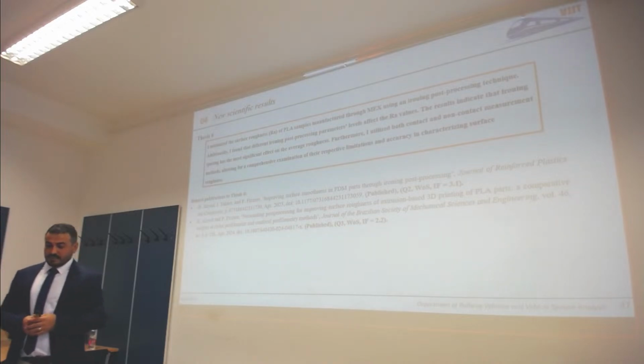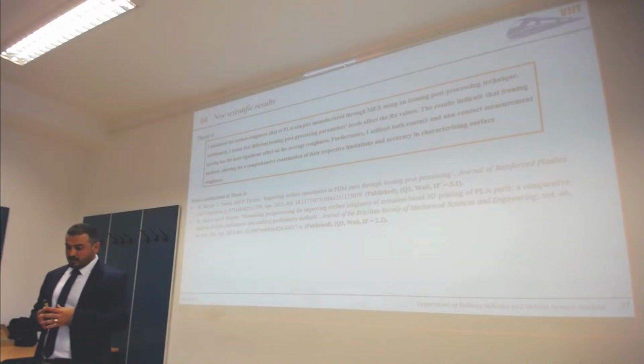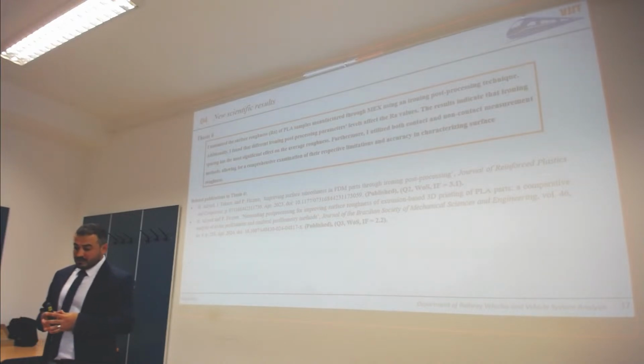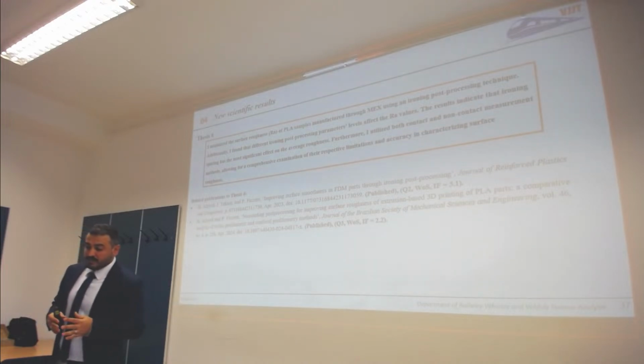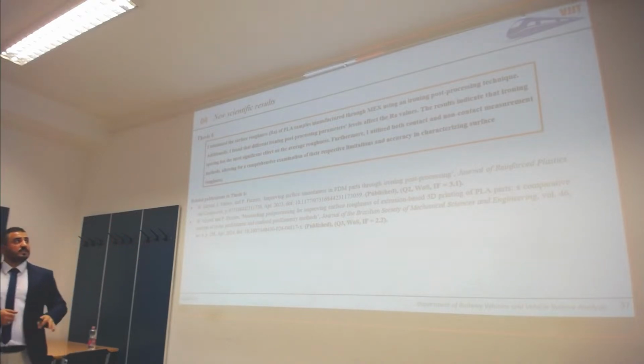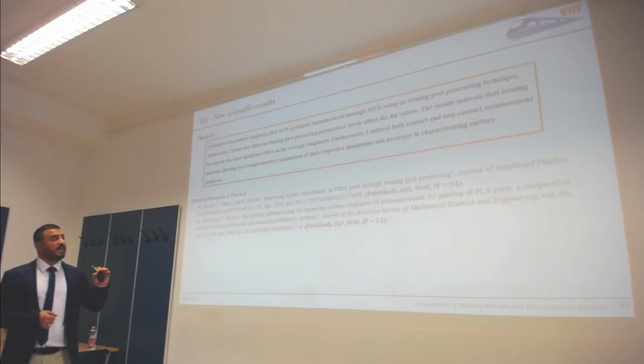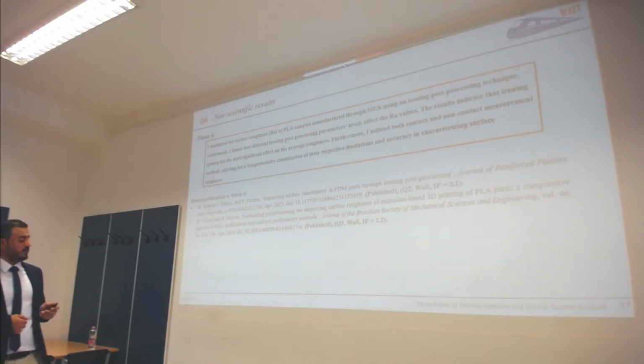So, thesis number 6 stated that I minimized the surface roughness of PLA samples manufactured through material extrusion using the ironing post-processing technique. Additionally, I found that different ironing post-processing parameter levels affect the Ra value, the surface roughness value. The results indicate that ironing spacing had the most significant effect on the average roughness. Furthermore, I utilized both contact and non-contact measurement methods, allowing for comprehensive examination of their respective limitations and accuracy in characterizing surface roughness.